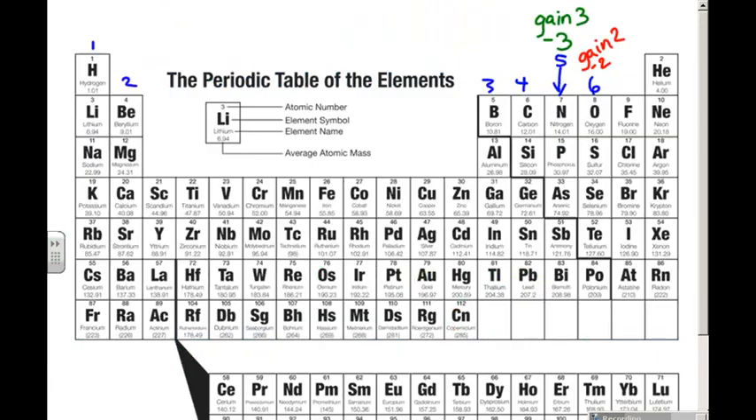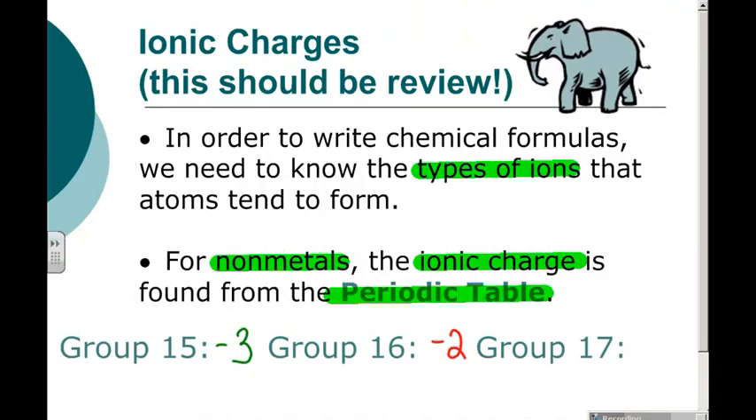Finally, group 17 is right here. In group 17, there are 7 valence electrons, which means that in order to become stable, they only need to gain 1 electron. That 1 electron that they gain will give them a -1 charge. So I can fill that in. Those charges are things you should have learned in the previous unit, but if you didn't, it's okay, because we just went over them now. These charges will be important as we proceed to writing formulas for compounds formed from these ions.